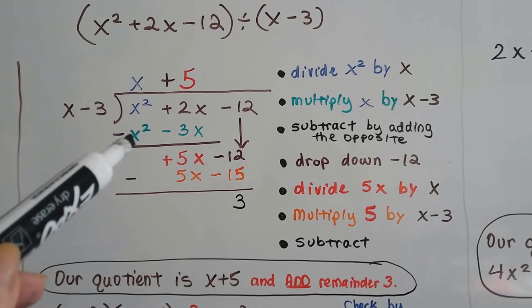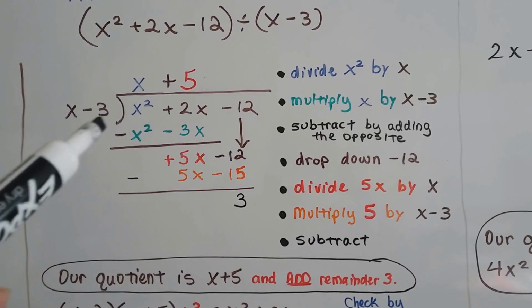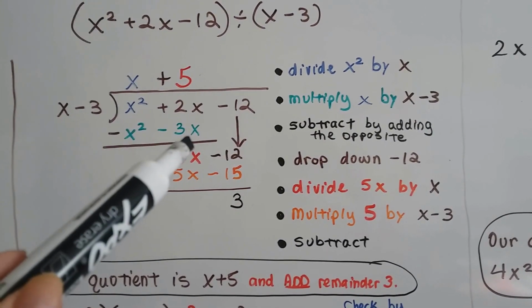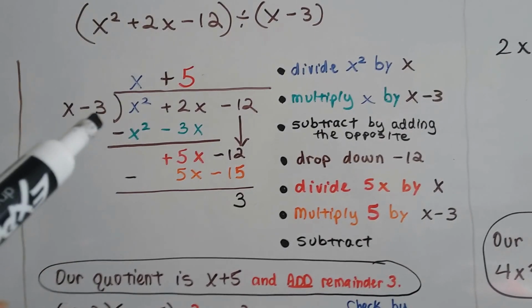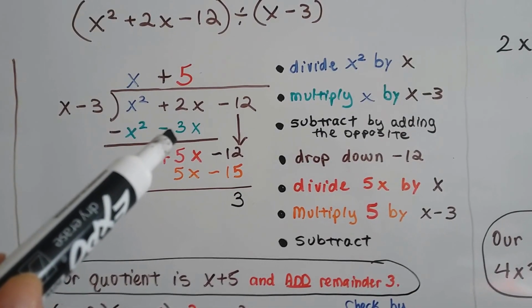So we've got our x squared here. Now we're going to multiply x by x minus 3. And that's going to give us x squared minus 3x.